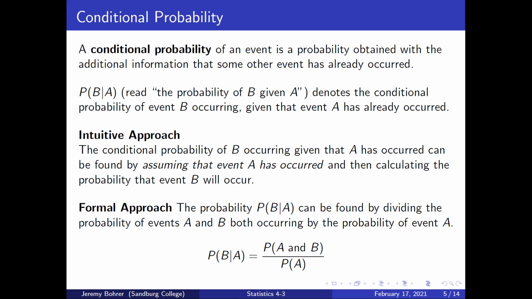The formal approach: the probability of B given A can be found by dividing the probability of events A and B both occurring by the probability of event A. So that's the probability of B given A is equal to the probability of A and B divided by the probability of A.